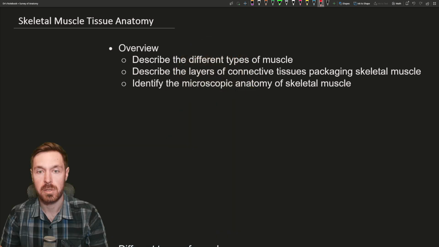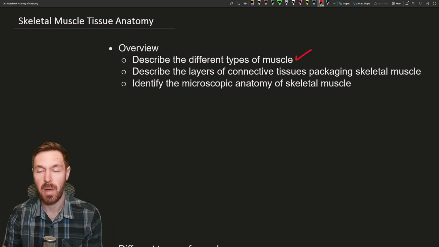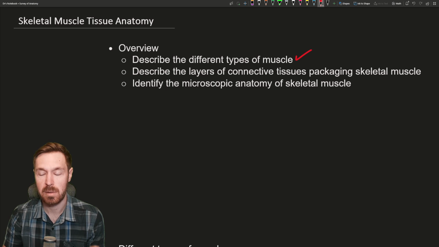So in this video, we're going to describe the different types of muscle tissue. We will give a reminder of that histology chapter of skeletal, cardiac, and smooth. And then we're going to look at skeletal muscle specifically, look at their layers, the connective tissues, and then go down into the microscopic anatomy of that skeletal muscle.